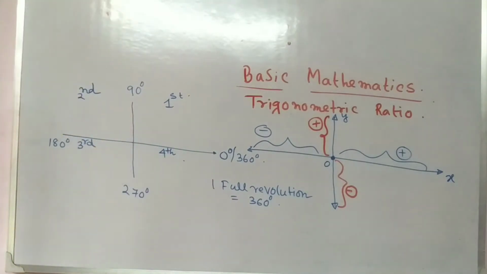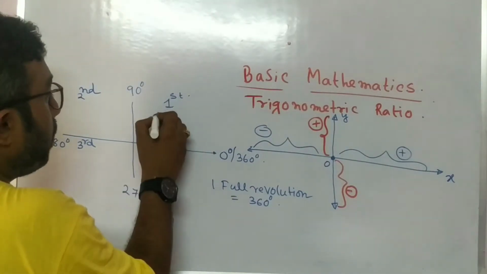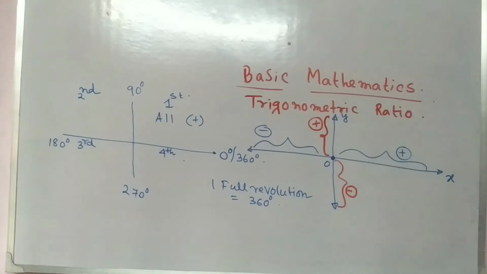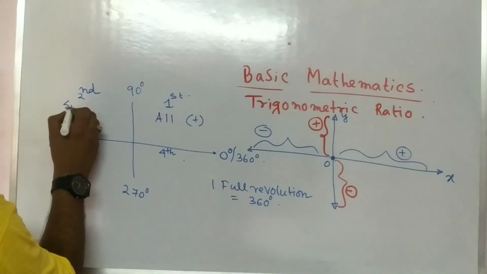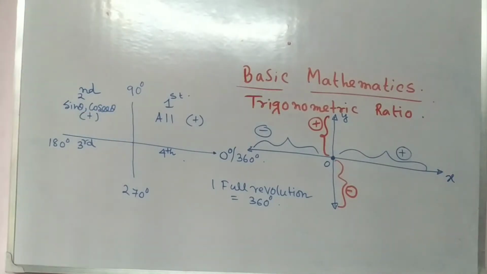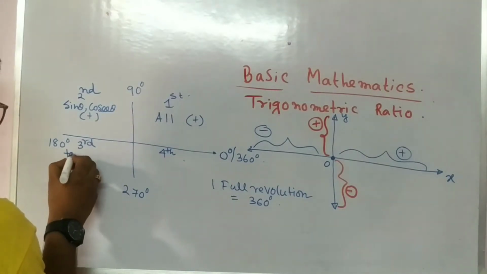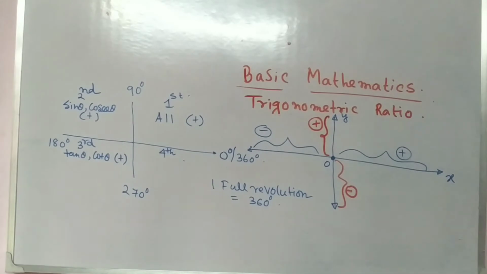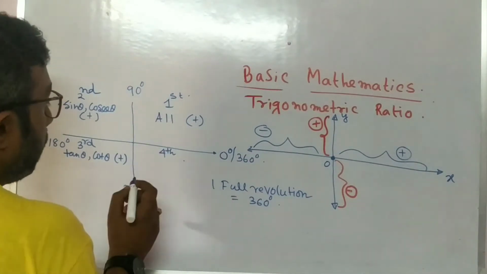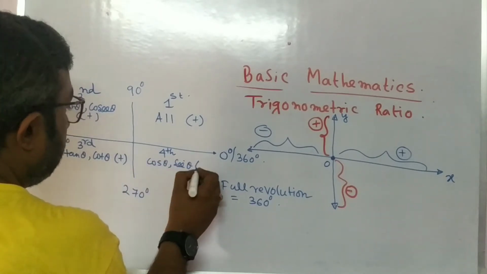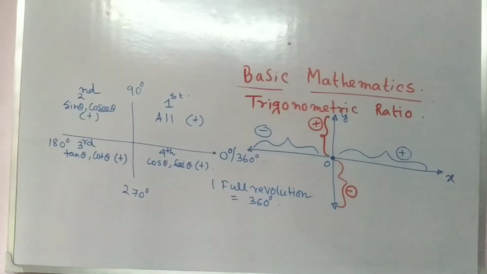First of all, you need to see here, in the first quadrant, all the trigonometric ratios are positive. Okay? And in the second quadrant, only sine theta and cosec theta are positive, and the rest of the trigonometric ratios are negative. And in the third quadrant, only tan theta and cot theta are positive, and the rest are negative. Okay? And in the fourth quadrant, only cos theta and sec theta are positive, and the remaining trigonometric ratios are negative.